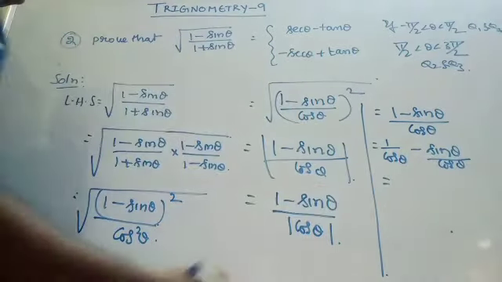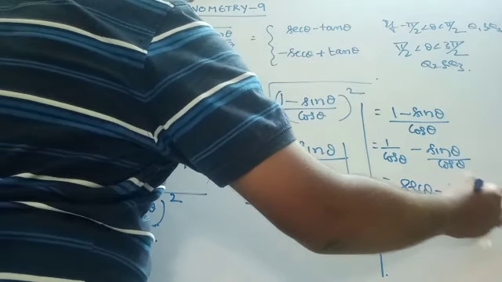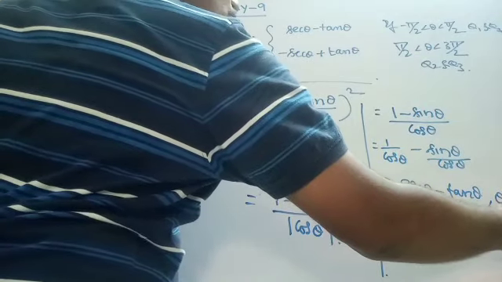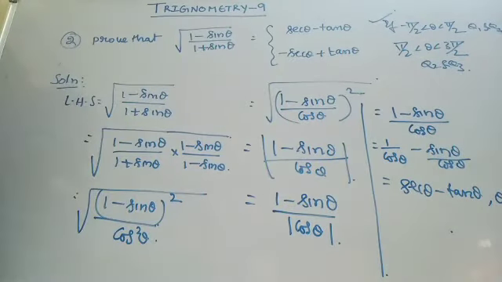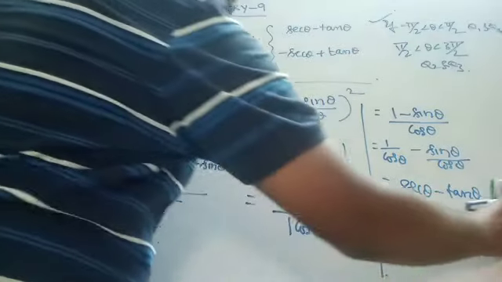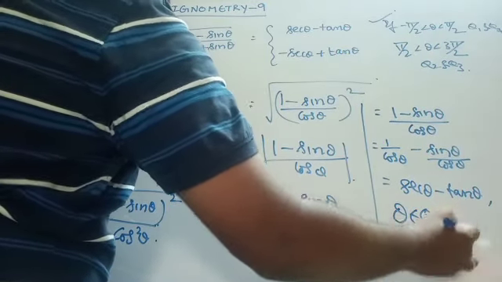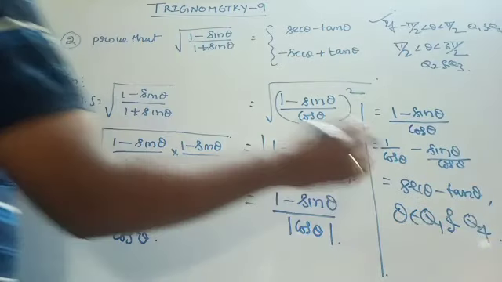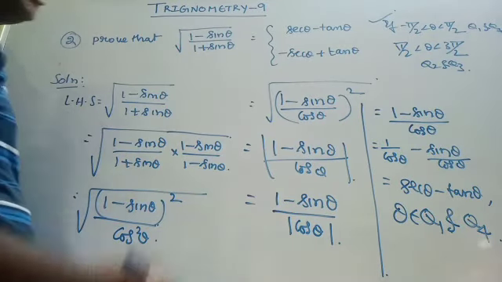That means this is nothing but secant theta minus tan theta, when theta belongs to Q1 and Q4. Very nicely we have got the first condition: when theta belongs to Q1 and Q4 we have got this. Wonderful. That means the first condition is true.